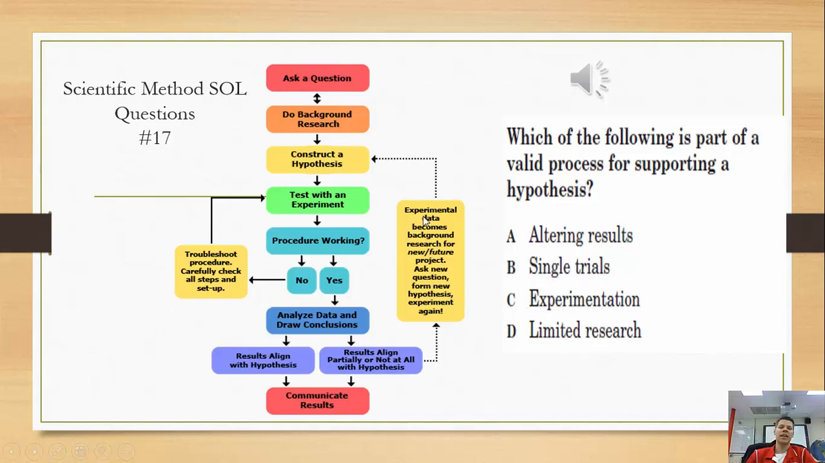Experimentation is absolutely a part of valid science and a valid process for supporting a hypothesis. Limited research. Sometimes this one tricks kids and makes you pick D because you see the word research, because research is important. But when they add the word limited, that means like minimal or not enough. Limited research. So our best answer here is C, experimentation.